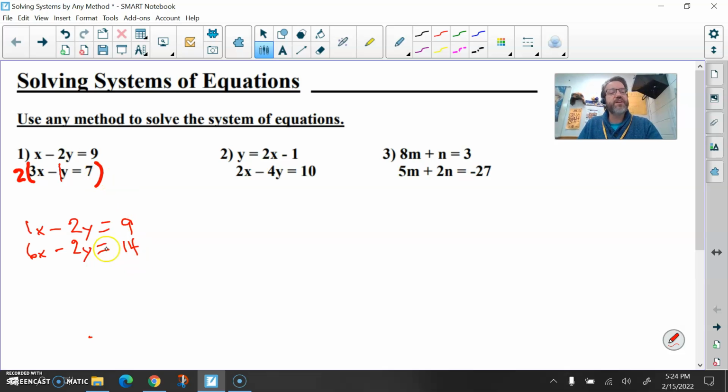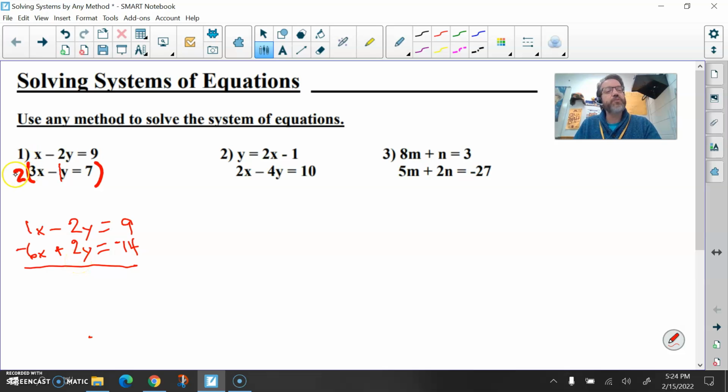All right, now you'll notice here these two terms are the same. If they were opposites, they would cancel right out. And so you could go ahead and multiply everything in this bottom equation by -1 now. Make this -6x, make this plus 2y, make this -14. And now these are opposites, they will drop out.